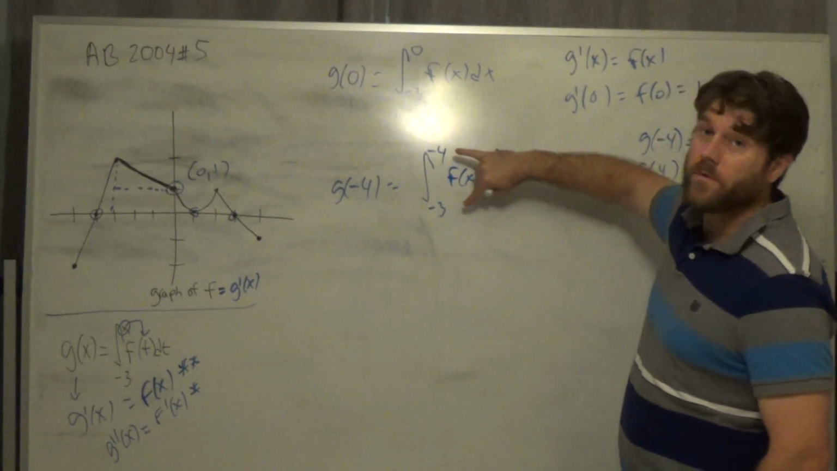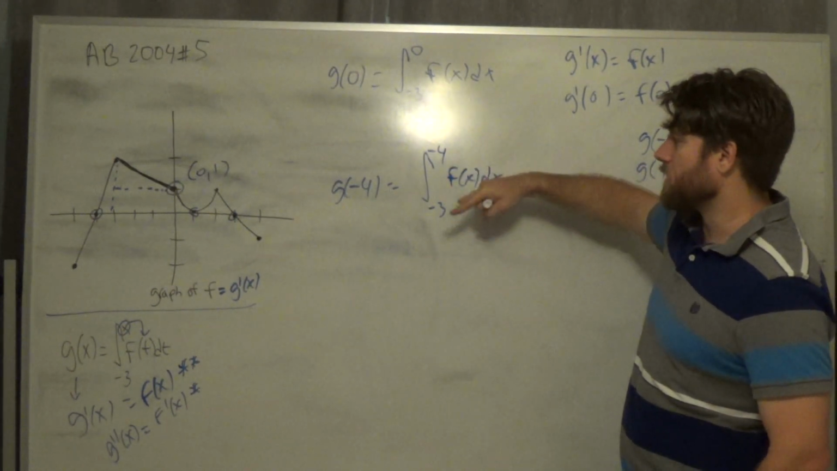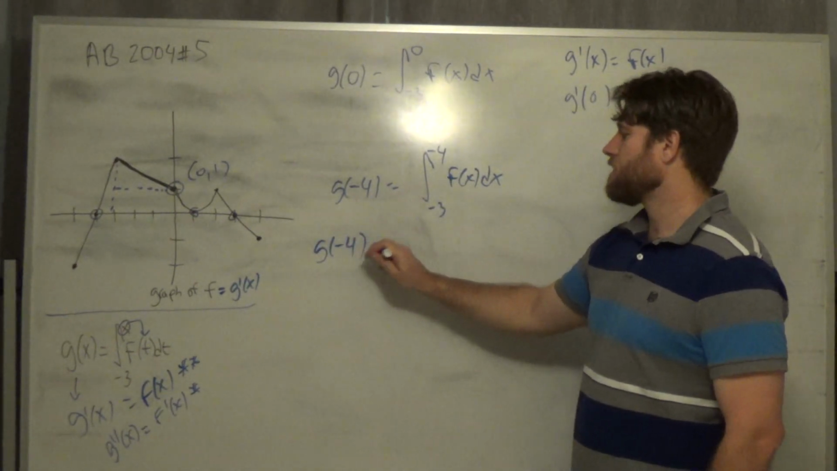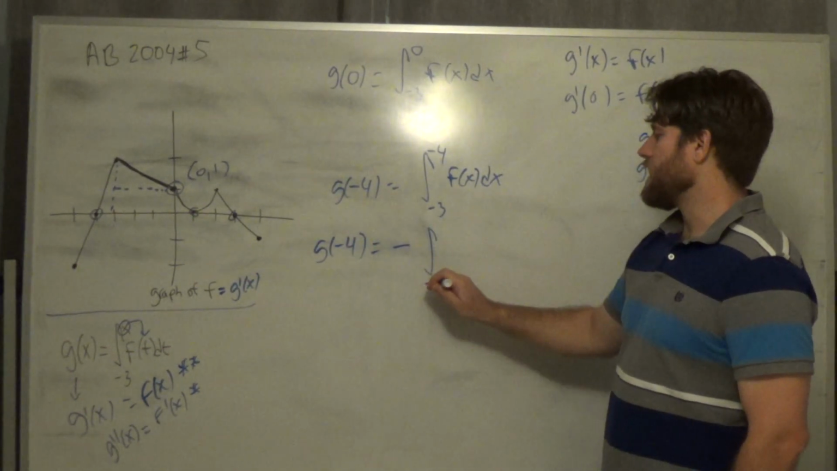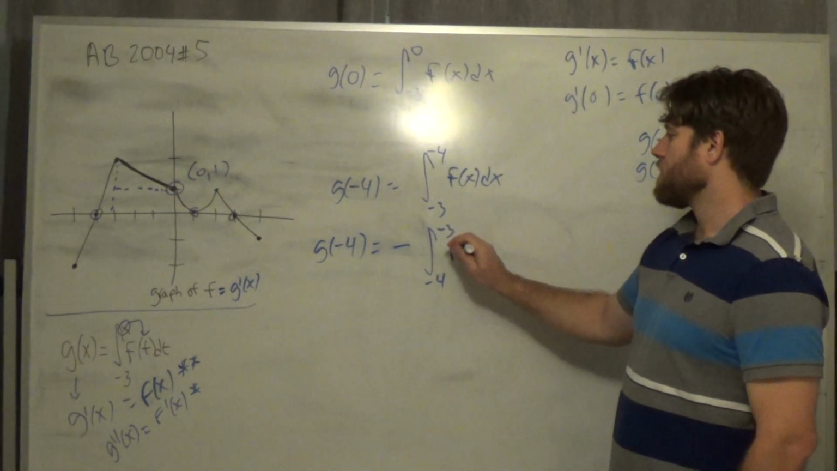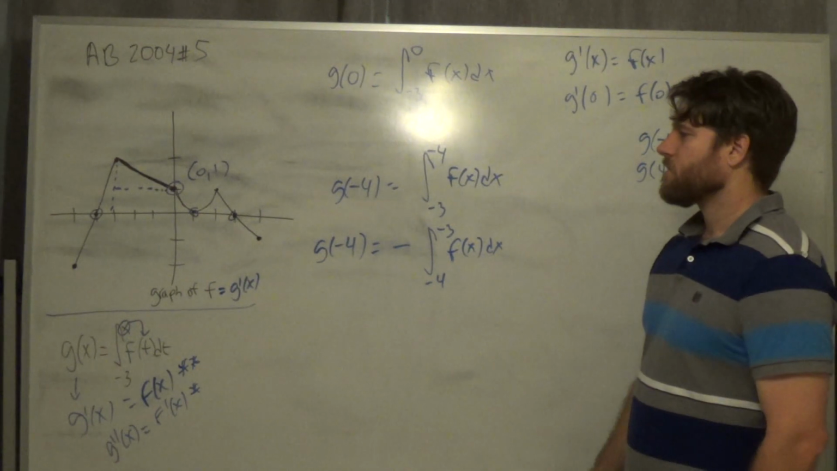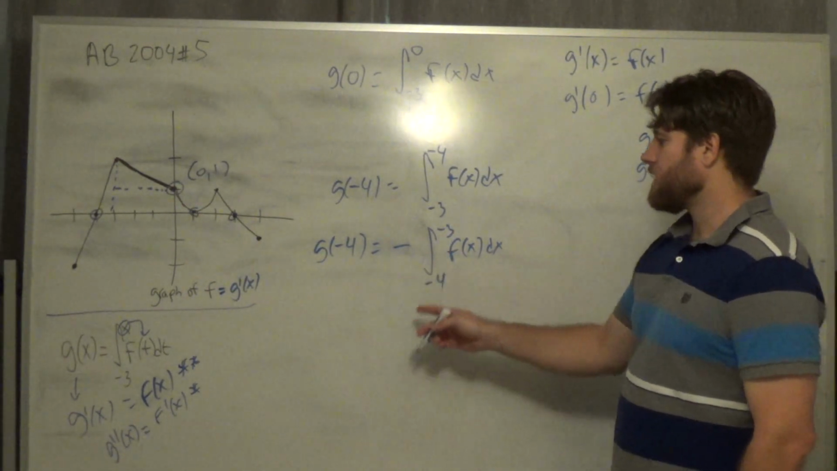But these are in the wrong order. This is crucial. If they're in the wrong order, you got to flip it, and the price to pay is a negative. So it's a negative, and now we can try this. Okay, so how am I going to find this?